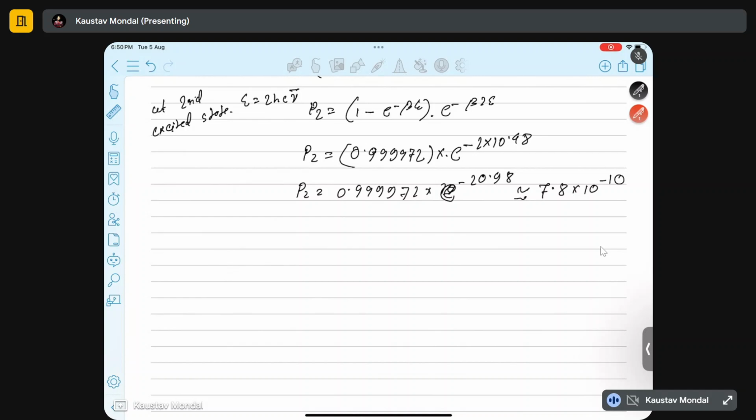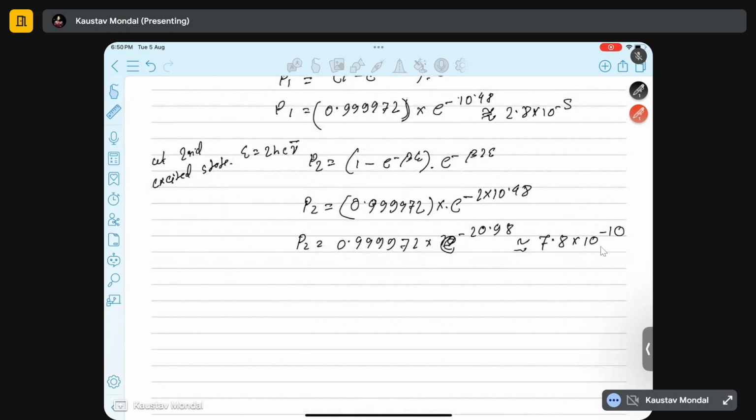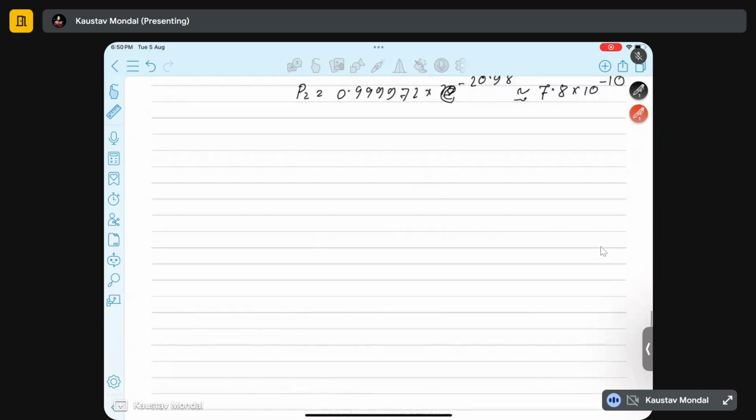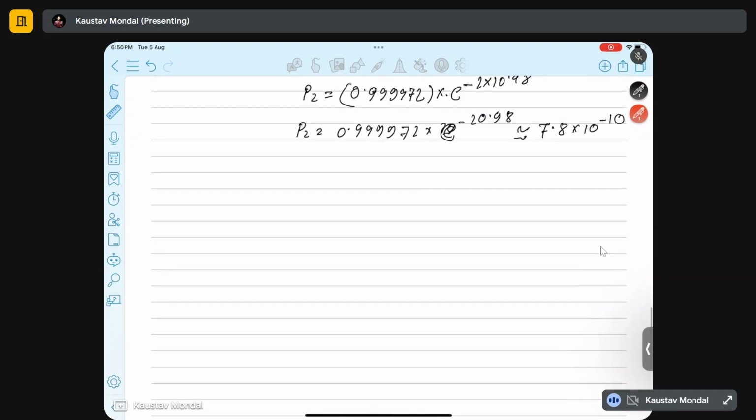So to verify it, let's do another problem. Okay, so let's do another problem. Now we will check at high energy what happens at very high temperature. Okay. So problem number 2.